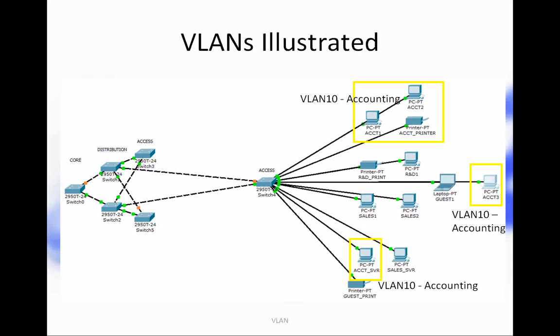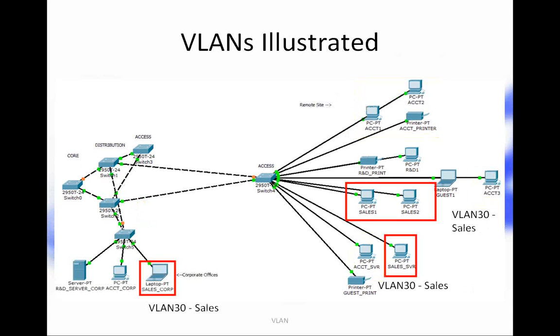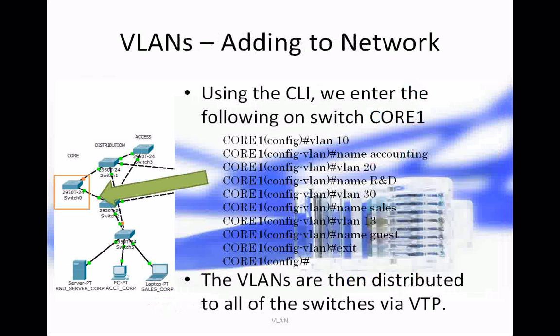But VLANs don't just work locally, combining and separating network devices in the same building, but they can also connect devices in different locations, such as connecting a sales computer in one area to a sales computer in a corporate office. To begin, we need to add a VLAN to our switching network. So how do we add a VLAN to the network?